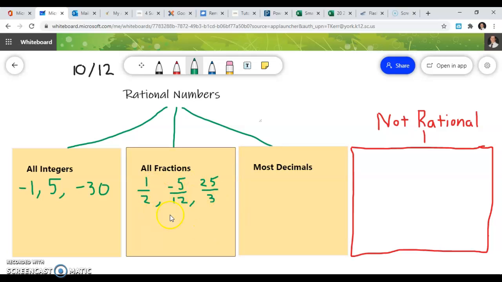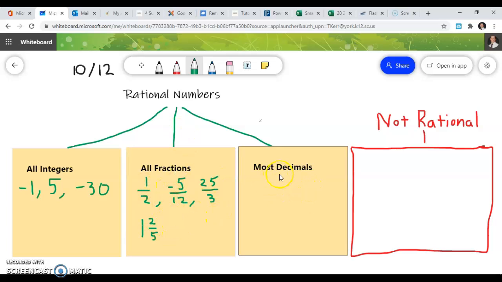So any fraction, no matter what it looks like, even it could be a mixed number. So a mixed number is a fraction as well. So 1 and 2/5. That would work. That's rational. So any fraction, no matter what it looks like, mixed number, any fraction, positive or negative, is a rational number. Good. And then next we have most decimals.